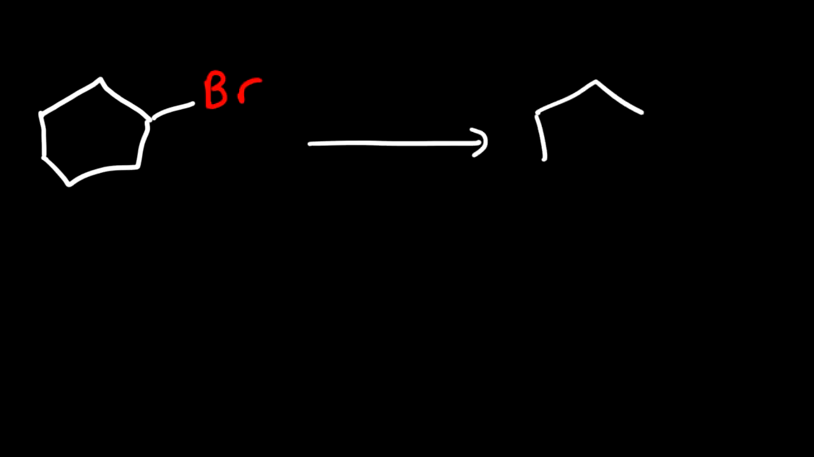Now for our next example, how can we convert bromobenzene into toluene? So how can we replace the bromine atom that's already on the benzene ring with a methyl group?